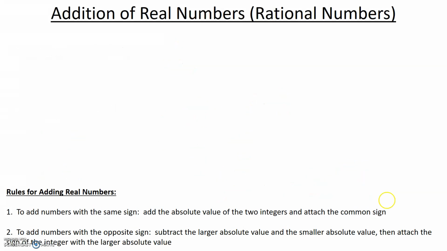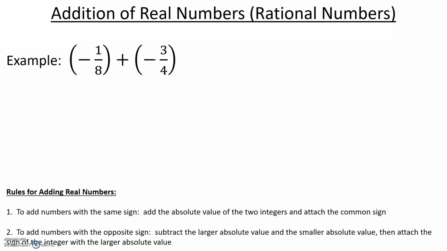Let's look at another example. We have negative 1 over 8 plus negative 3 over 4. Since we do not have a common denominator, we need to find what the lowest common denominator is. The lowest number that 8 and 4 can both go into is 8. So we will take negative 1 over 8 plus negative 3 over 4 and write them using a denominator of 8. To rewrite negative 1 over 8 with a denominator of 8, we don't have to change anything because we already have a denominator of 8.